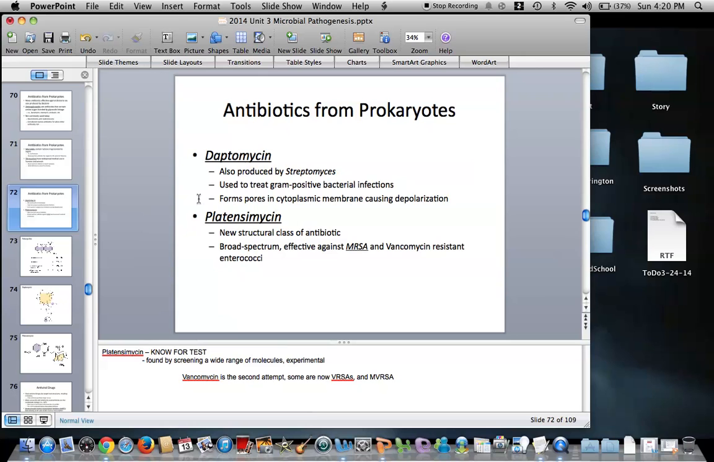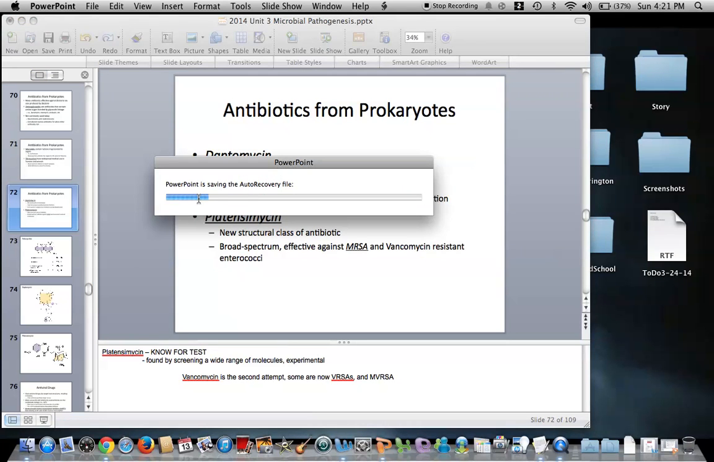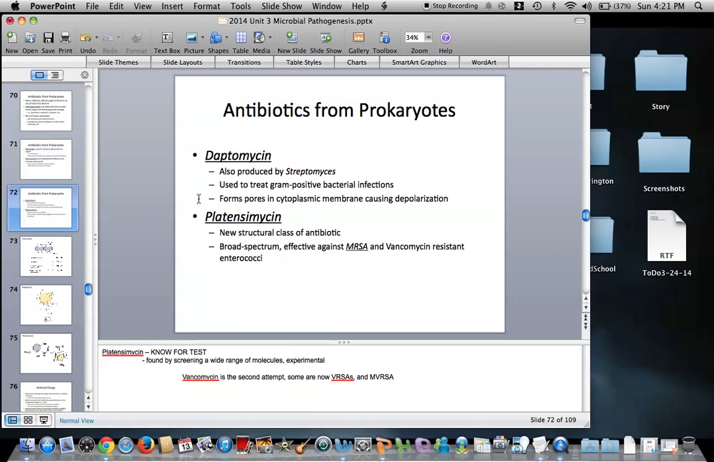Daptomycin, also produced by Streptomyces, not just Streptomyces, is used to treat gram-positive bacterial infections. It forms pores in the membrane that cause depolarization. Well, that could be bad. So daptomycin is like digging: you dig and put in tunnels, and these tunnels let in stuff from the outside.